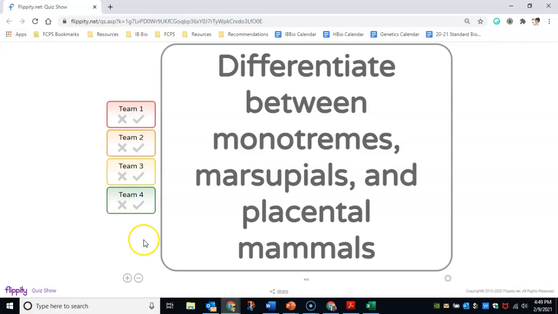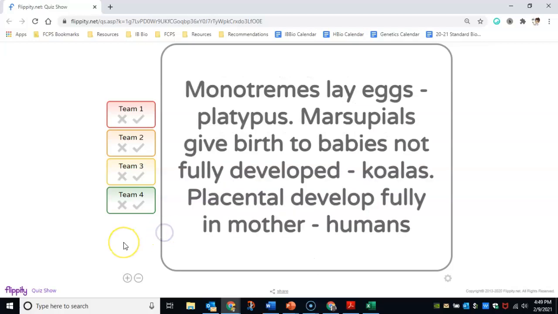And then for 500, differentiate between monotremes, marsupials, and placental mammals. These are the three types of mammals that you could have, and it really deals with birth. This is how you would differentiate them. Monotremes lay eggs, like a platypus. They are considered a mammal still, but they lay eggs. Marsupials give birth to not fully developed babies, like a koala, where they need to continue to be with the mom until they fully develop. And then placental mammals develop fully inside of the mother, like humans. We're fully developed when we are born. We're just useless when we're born, but we are fully developed.